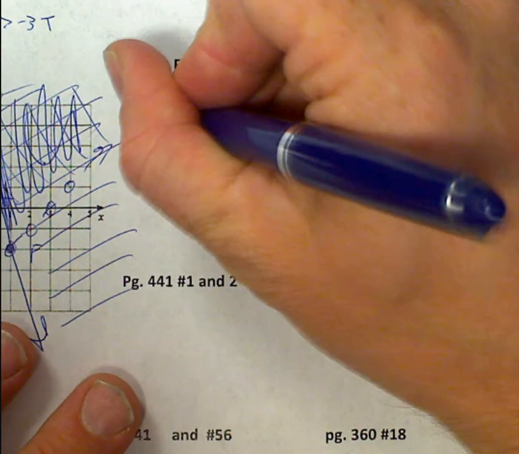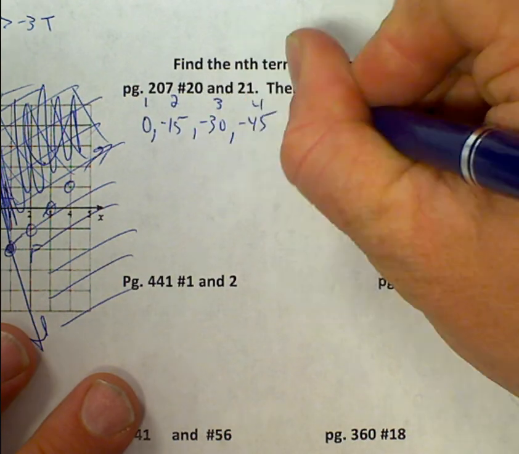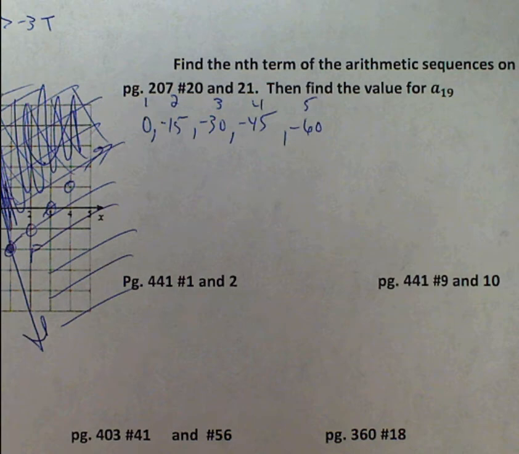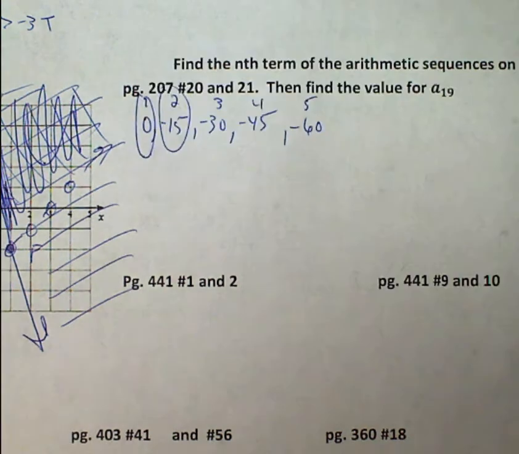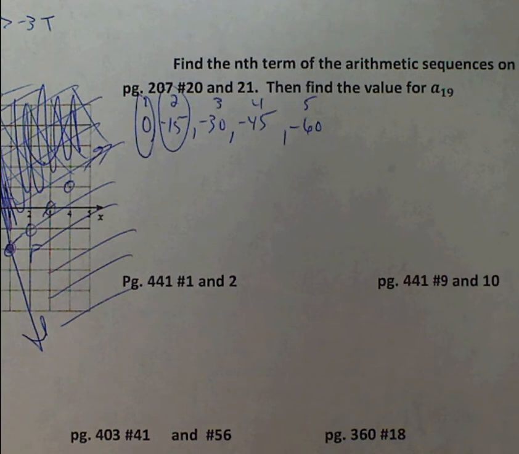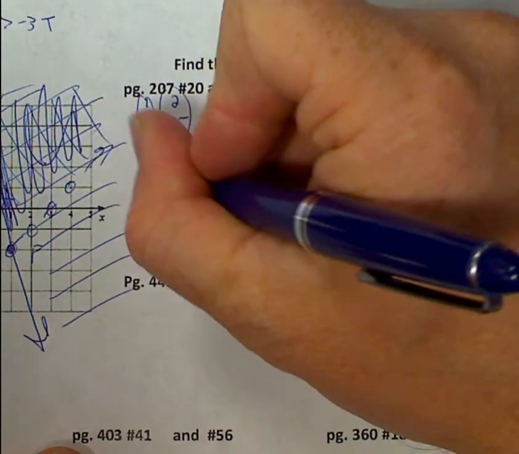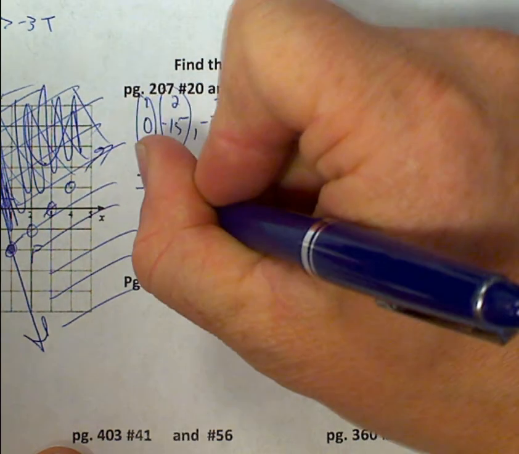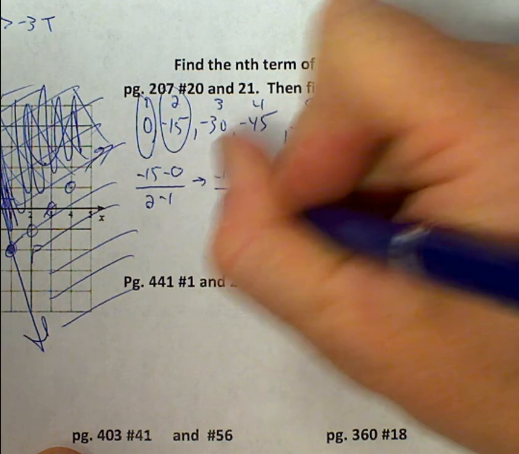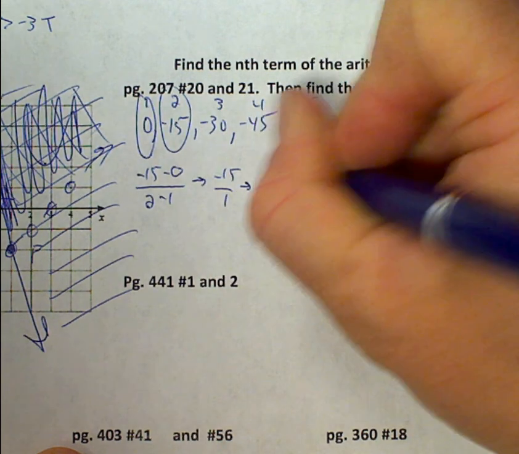So I'm going to plug in 1, 2, 3, 4, 5. I'm going to use 2 points in order to find my equation. -15 minus 0 over 2 minus 1 gives me -15 over 1, so my slope is -15.